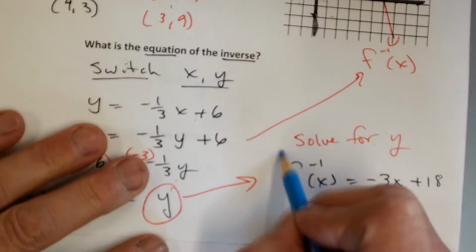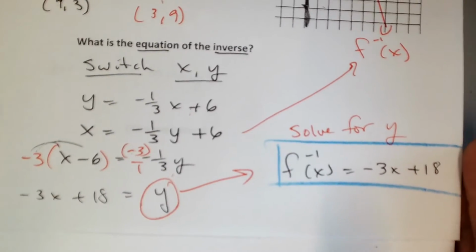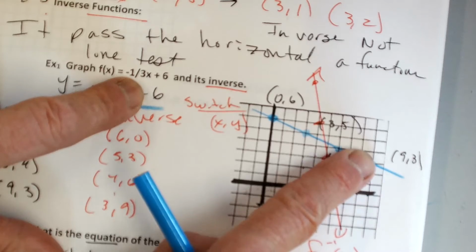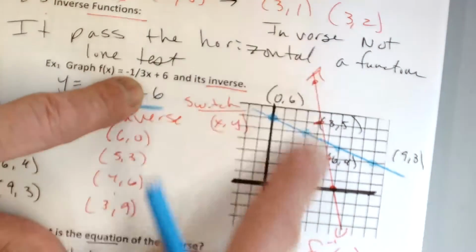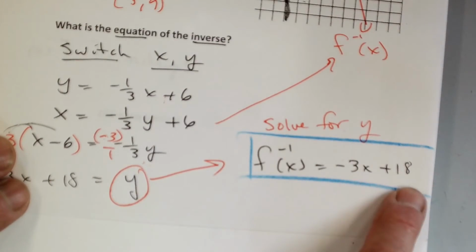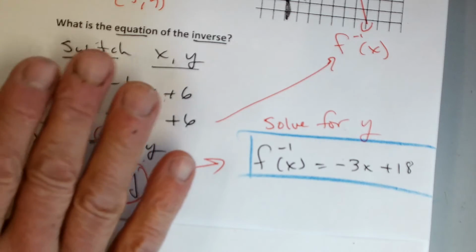All right, now, one more time. Everything has an opposite. Everything has an opposite. So here was our original line. Here's our f of x. It has an opposite. It has an inverse. This is its inverse. What's the equation of its inverse? Negative 3x plus 18. Okay? All right. Turn the page. How am I doing? Okay?